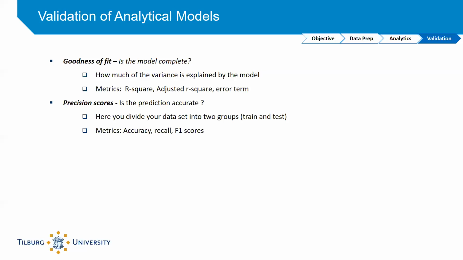To do this, we divide the training data set into two groups. The first set is the training data set, which is used only for the purpose of building the model, only for the purpose of understanding the relationship between the outcome and the independent variables. We then use the testing data set to validate if the model developed is actually predicting the right outcome or not. Some of the metrics used are accuracy, recall, and F1 scores to understand how good the model is in prediction.